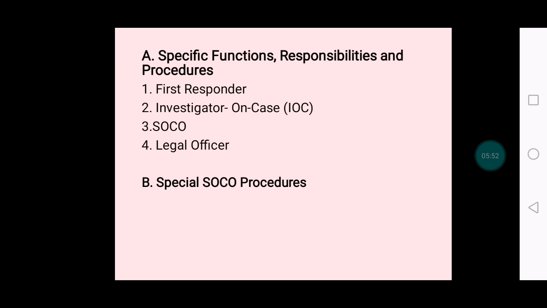Next is, in mass victim situations, the regional or district SOCO who has jurisdiction over the area shall act as the FR to the interim disaster victim identification task group of the PNPCL. They shall immediately assess the forensic specialists needed to be deployed at the crime scene and relay the requirements to the PNPCL headquarters.